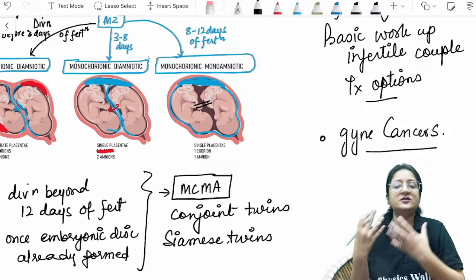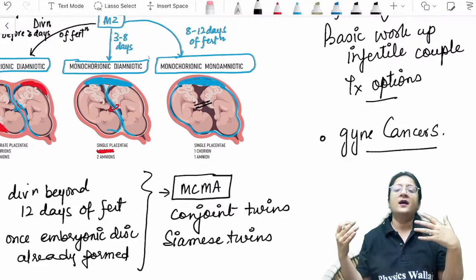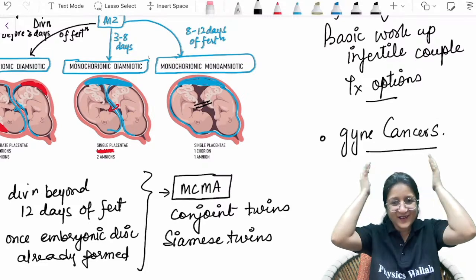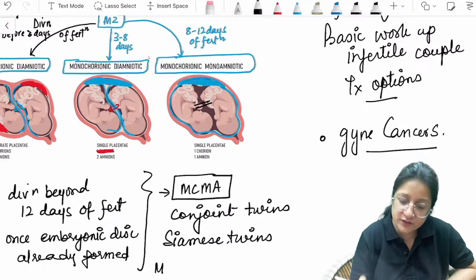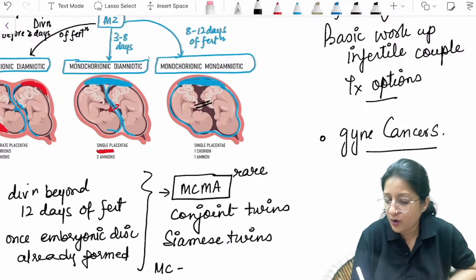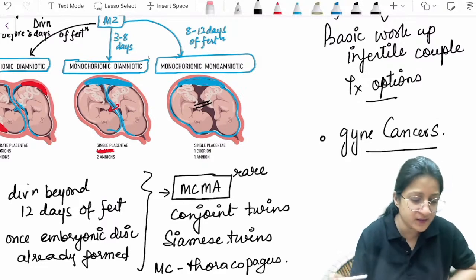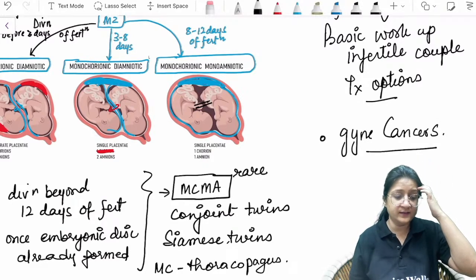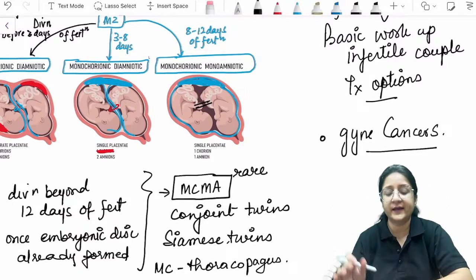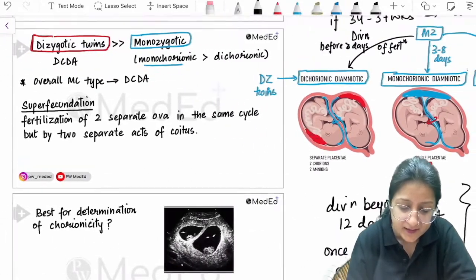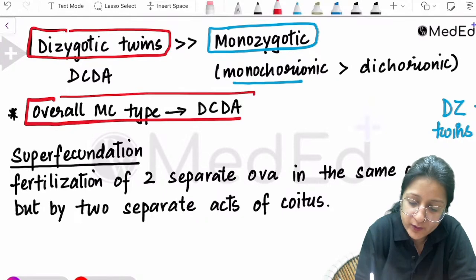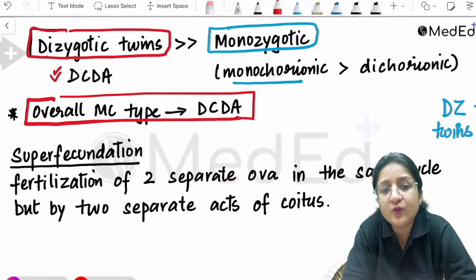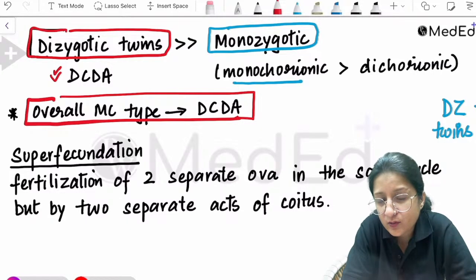And they can be joined at various locations. At the head, craniopagus, at the hip bone, ischiopagus, at the thorax, thoracopagus. First of all, they're extremely rare, but the most common among them is thoracopagus. All right, so this is about your doubt, Mohit, about monochorionic and dichorionic. So remember this here, that overall the most common type of twin, if they ask you, is dichorionic diamniotic, because dizygotic twins are more common and dizygotic twins are always dichorionic diamniotic.